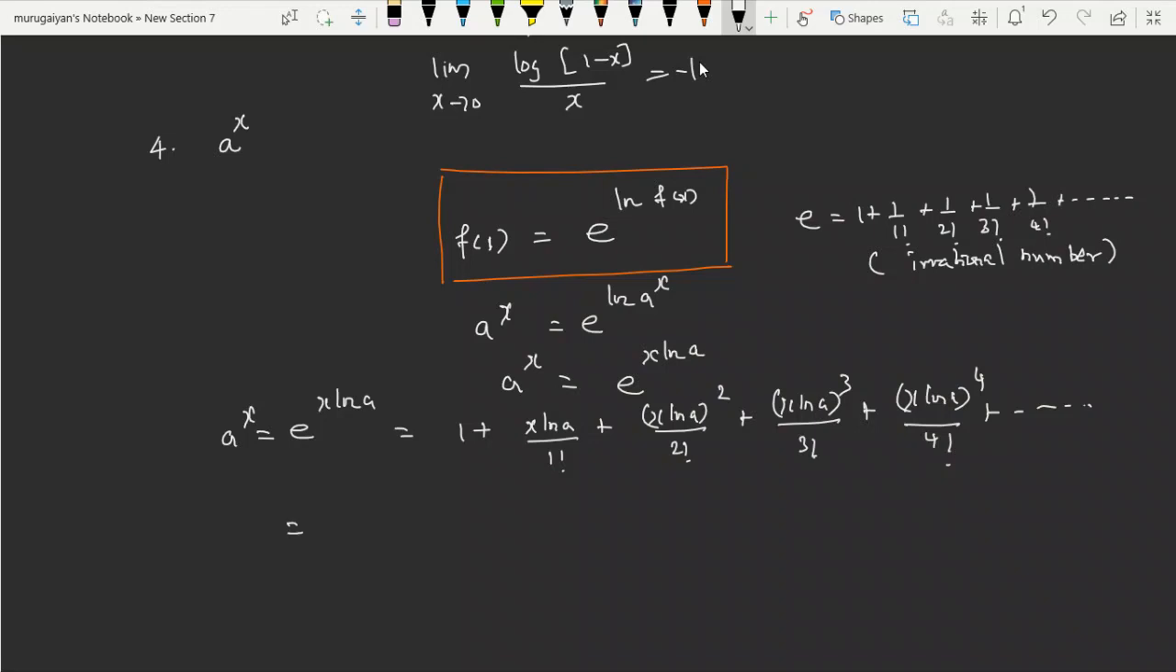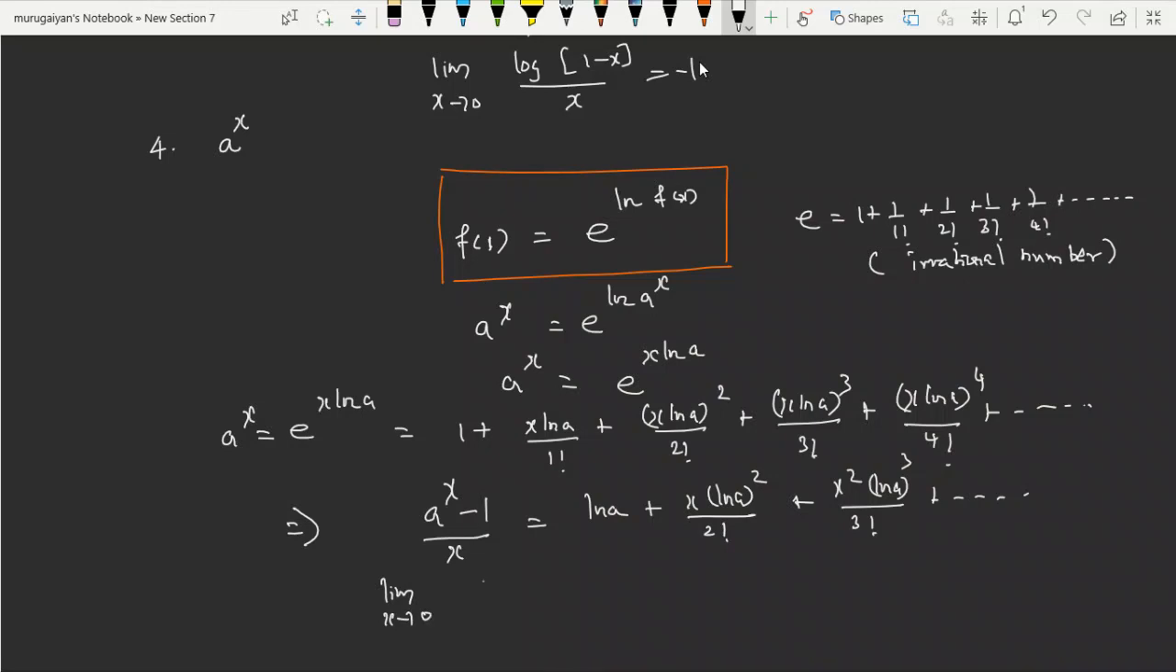Dear student, if we reorganize the terms, a power x minus 1, then from the rest of the group, x can be taken as a common factor. So divided by x, what is the first term? Ln a. Next term, x ln a the whole square by 2 factorial plus x square ln a the whole cube by 3 factorial. This pattern continues. We take the limit as x approaches 0. Limit x approaches 0, a power x minus 1 by x. The one and only one term, ln a, is left alone, and the other terms are 0. So this is a derivation of the fundamental result: limit of a power x minus 1 by x is equal to ln a.